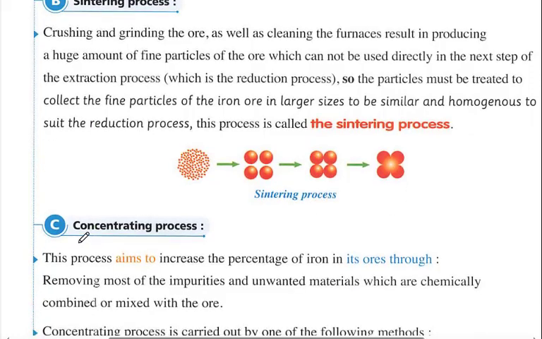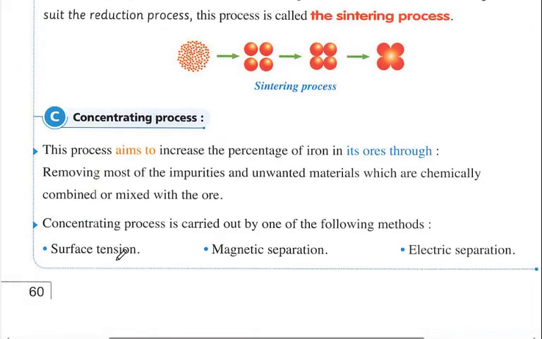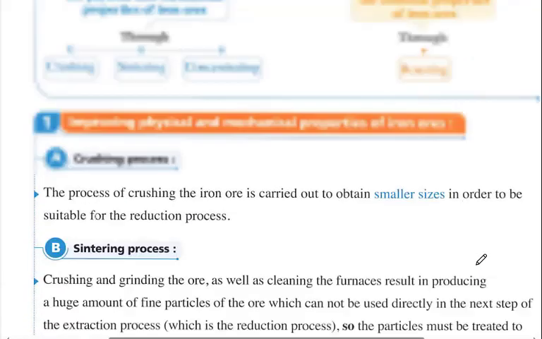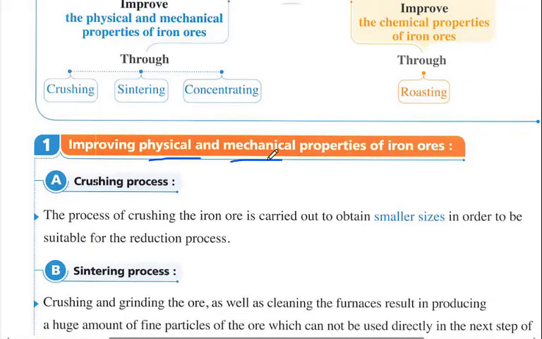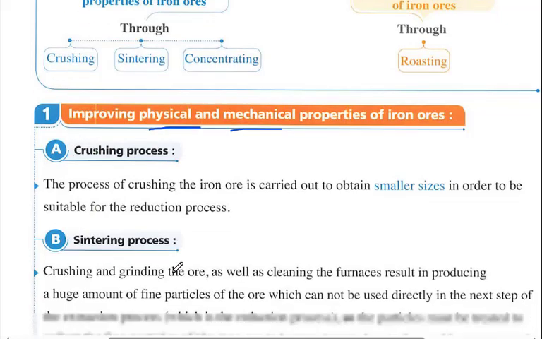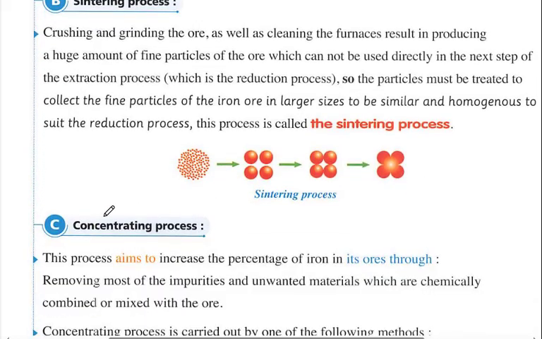Afterward, as we have spoken before, the concentrating process aims to increase the percentage of iron in the ore, and it is performed by surface tension, magnetic separation, or electric separation. So these are the improvements of physical and mechanical properties which are part of ore dressing. It consists of the crushing process, sintering process, and concentrating process.